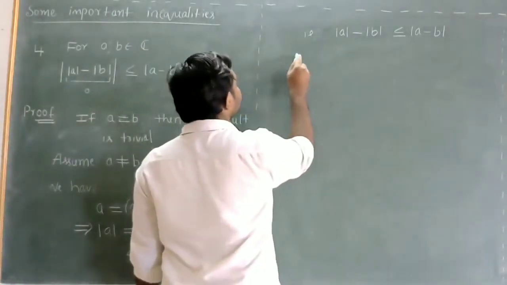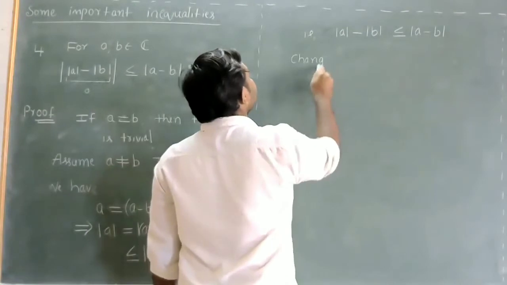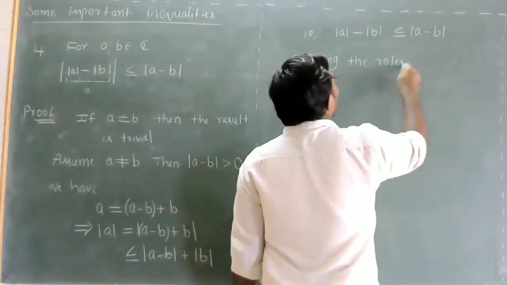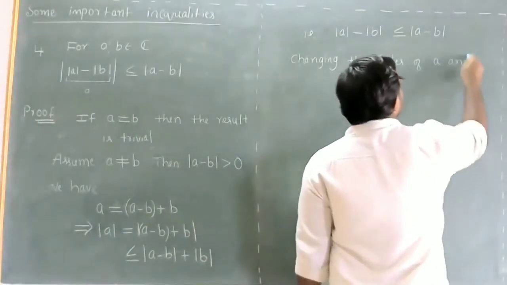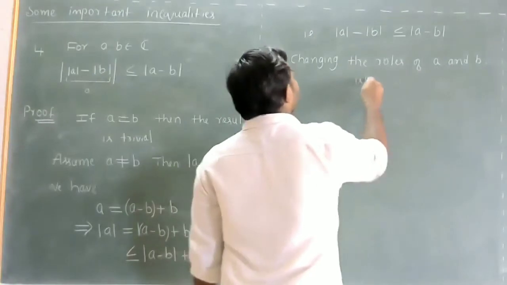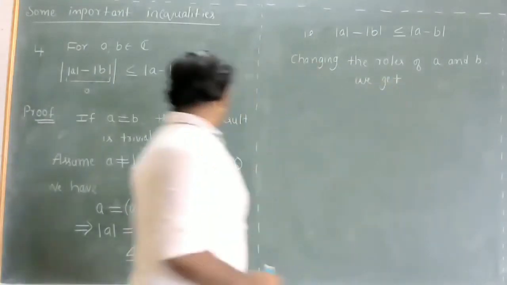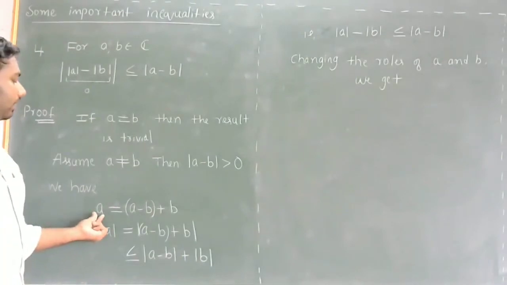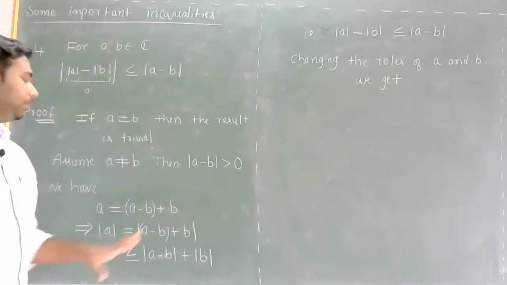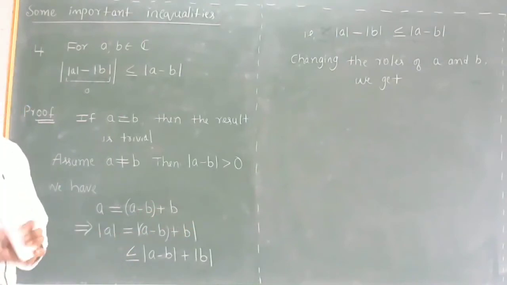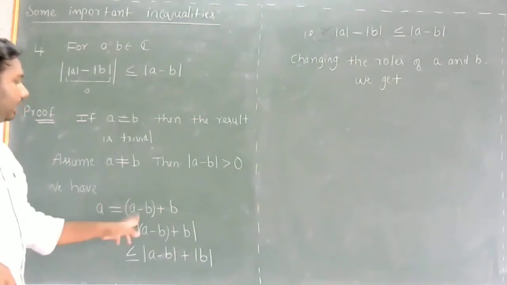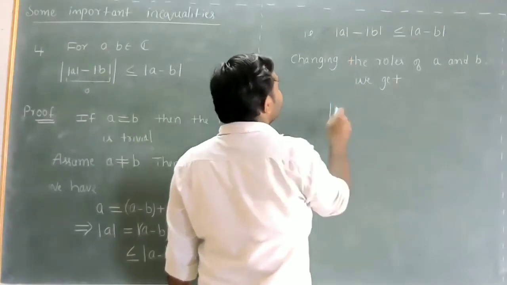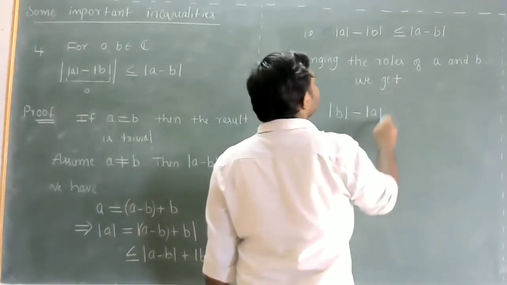So for that, what we'll do is change the roles of a and b. Here a and b represent any two complex numbers. So we started with a and we wrote it as a minus b plus b. Now change the roles of a and b. That means assume a as b and b as a. Then following the same steps, what will we get? So a will be b, b will be a.